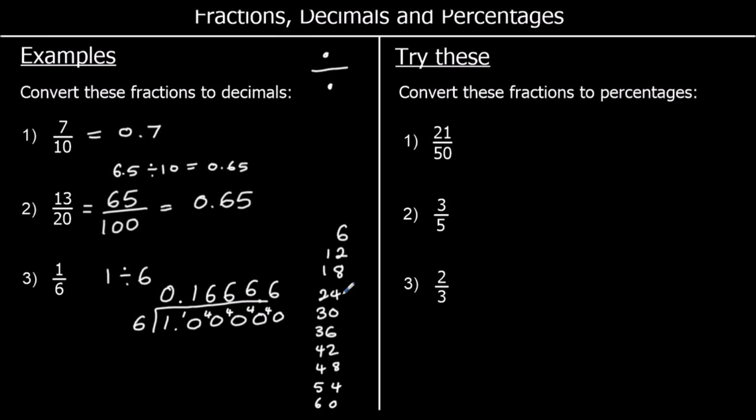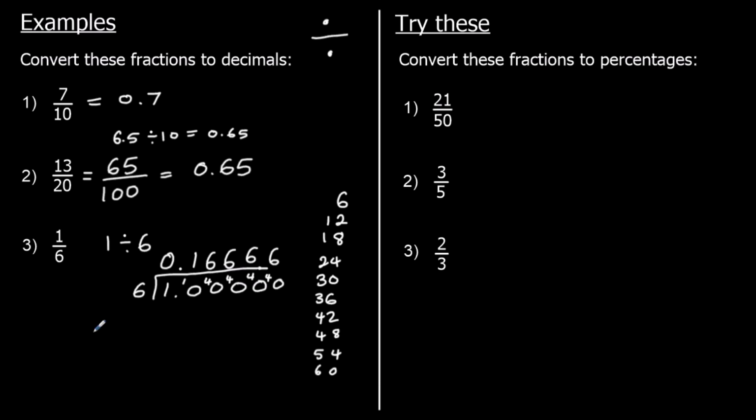So 1/6 as a decimal is 0.16666 going on forever. So we can write that as 0.16 recurring.